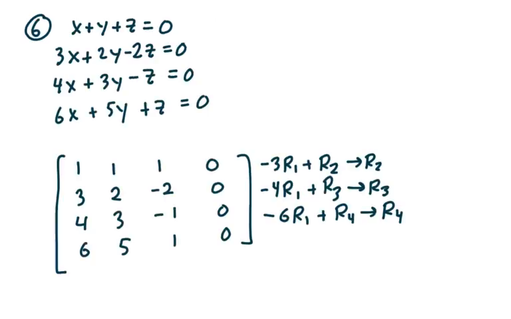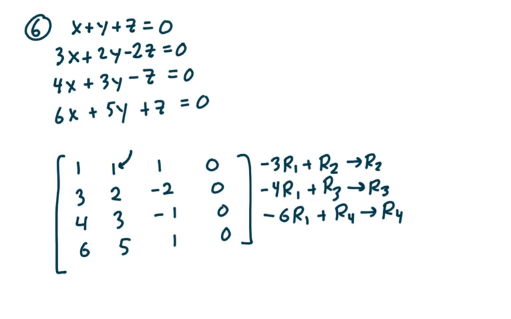Now, if you notice, the first row doesn't change. You get 1, 1, 1, 0. In the second row, we're going to get a 0, right? And then if I take negative 3 plus 2, I get negative 1, right? Let's make sure we understand that. I'm taking negative 3 times that entry and adding 2. And then that's negative 1.